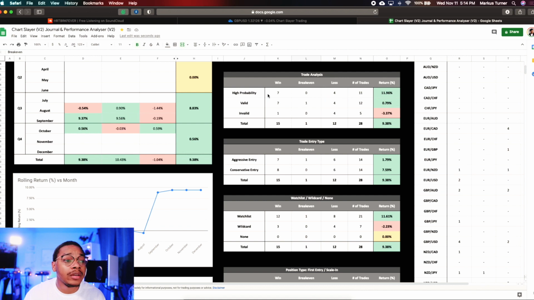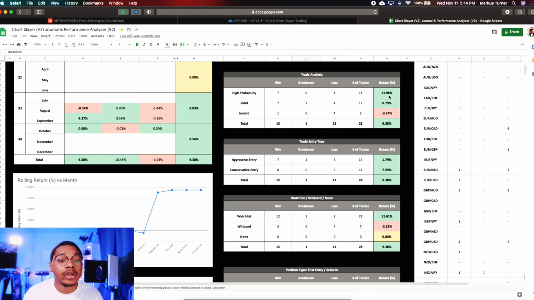So I've taken an even amount of wins on high probability and valid. That's bad. So I'm 50-50 with high probability and valid trades. That means I need to reduce my valid and improve my high quality, right? So I've taken equal losses from high probability and valid, and I've actually taken one more valid trade than I have high probability trades. Now, my high probability trades, as you can see, I have massive returns on those, right?